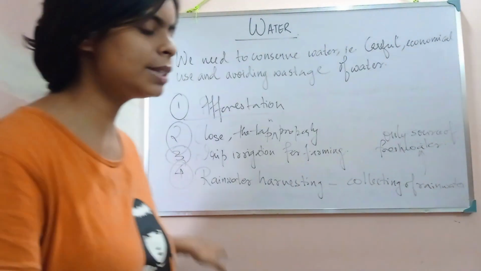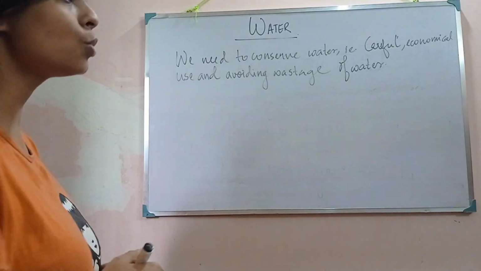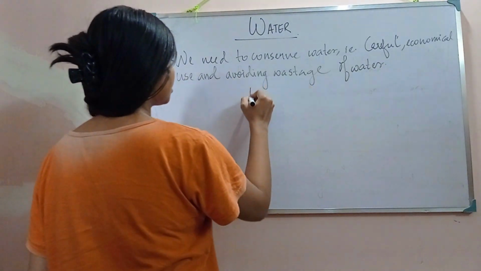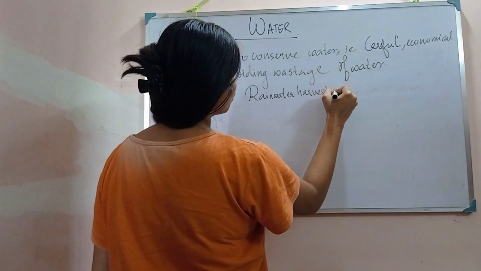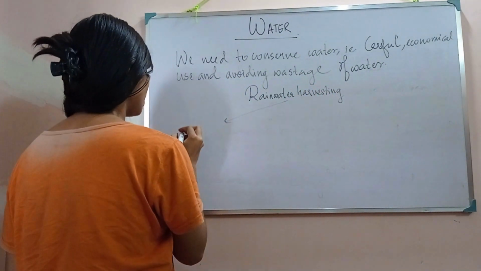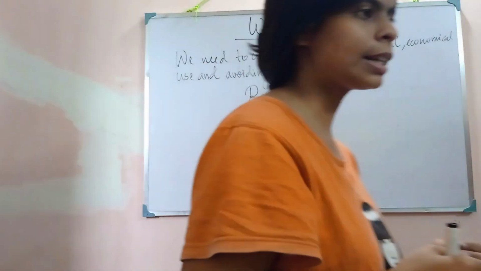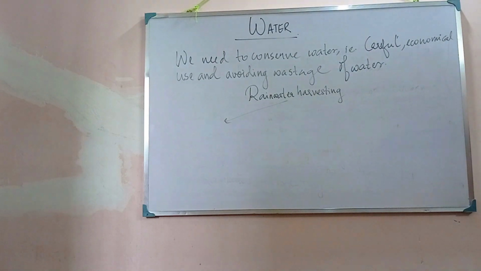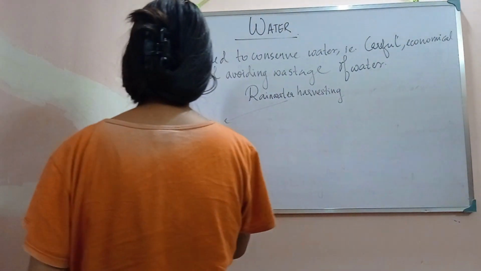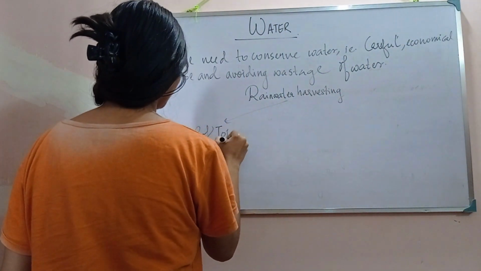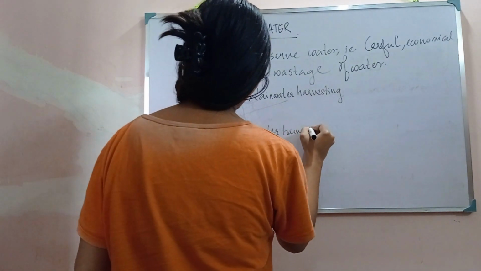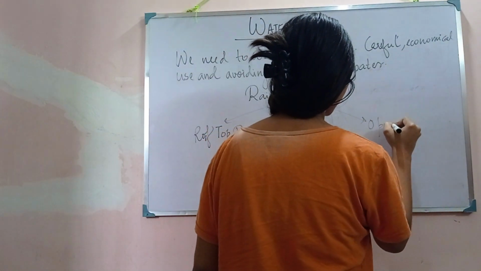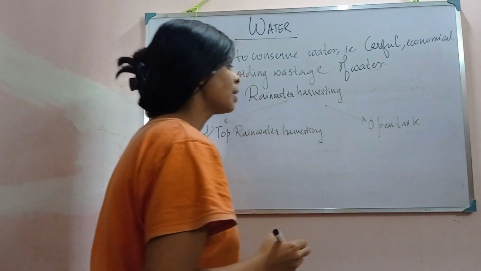Okay, now let's come to rainwater harvesting. How can we do rainwater harvesting? Rainwater harvesting can be done in two ways. And what are the ways? One is open tank rainwater harvesting, and the second is rooftop rainwater harvesting.